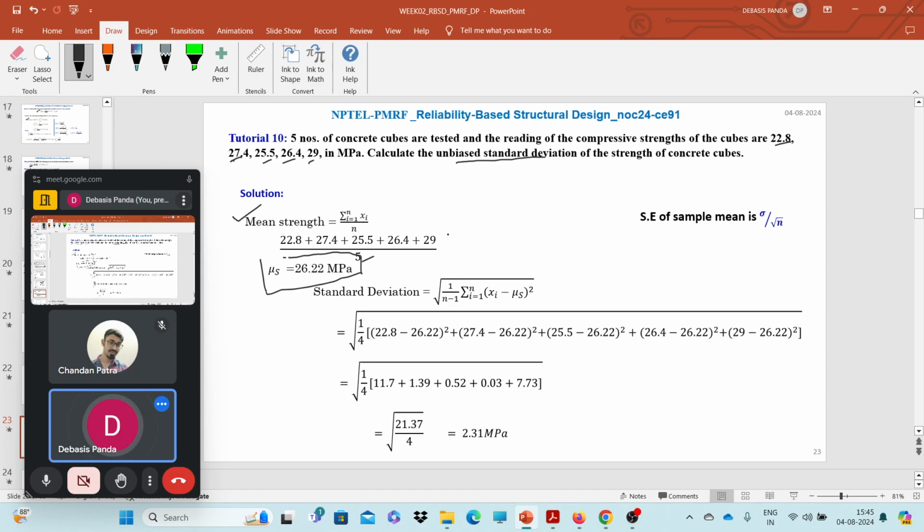Now, just a few minutes back, we have seen that the unbiased sample standard deviation is nothing but the square root of the unbiased sample variance. And what is that? 1 by n minus 1 summation of i equals 1 to n of (xi minus the mean) square. If you solve this, we get that the standard deviation is 2.31 MPa. This way you can find the unbiased sample variance and also the sample mean. And if a question asks for the standard error in sample mean estimation, it is nothing but sigma divided by root n. So for this also you can calculate.